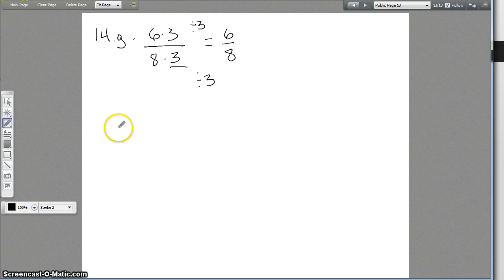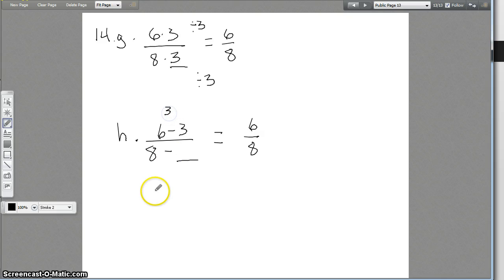And let's do one more part, part H. For part H we have 6 minus 3 over 8 minus blank, and that is equal to 6/8. Well, our numerator on the left is actually 3 because 6 minus 3 is 3. We had to multiply this by 2 to get 6, which means whatever we have over here in the denominator, we must be multiplying it by 2 to get 8. What do we multiply by 2 to get 8? We multiply 4 by 2 to get 8. So that means 8 minus our mystery number must be 4. We have to subtract 4 from 8 to end up with 4. So 4 is our number that goes in the blank.